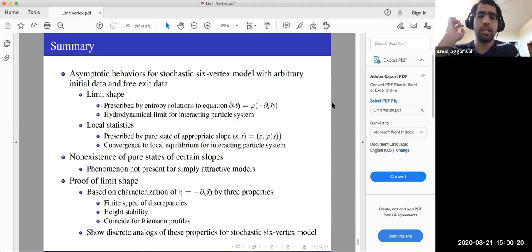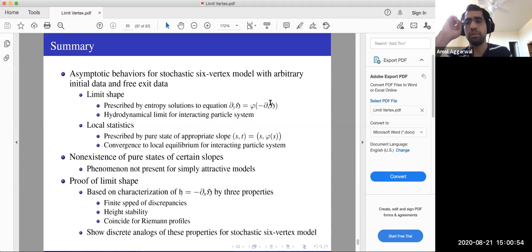So my goal was to analyze asymptotic behaviors of the stochastic six-vertex model with arbitrary initial data and free exit data. So we got a limit shape result and a local statistics result. The limit shape result showed that the limit shape converged to an entropy solution to a certain PDE. And this is closely related to hydrodynamics for interacting particle systems. The local statistics result showed convergence to a pure state with the correct slope, sort of like a convergence to local equilibrium result for interacting particle systems.